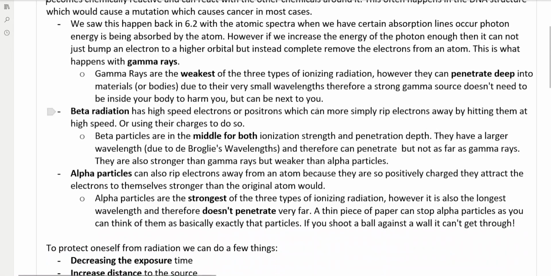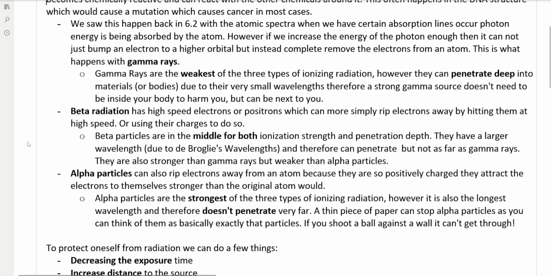Gamma rays are the weakest type of ionizing radiation, but because they are light photons, they can penetrate very deeply into a body or through material or whatever else. So if you're wanting to block gamma rays, you need to have thick lead in order to prevent the gamma rays from escaping.